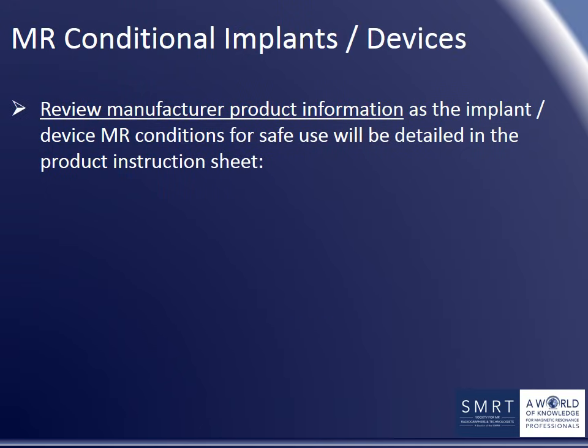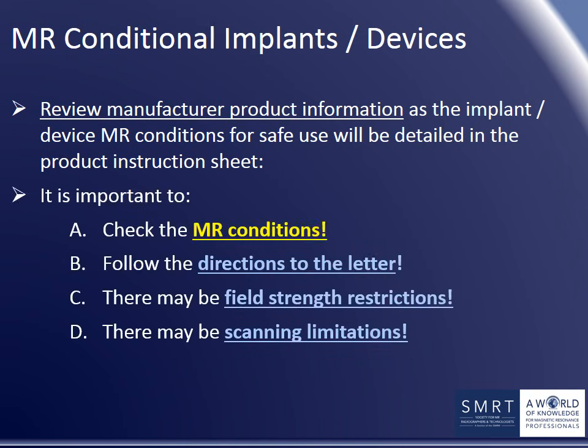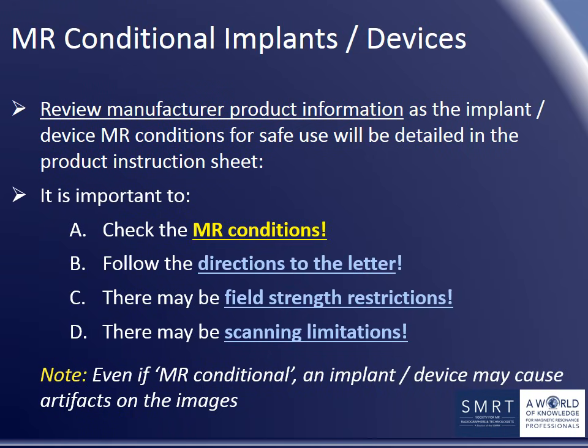MR conditional information for implants and devices can be found in the manufacturer product information sheet or instructions for use. Review the MR conditions for safe use and follow the directions to the letter. Be aware that there may be field strength restrictions and scanning limitations. It is important to note that even if an implant or device is labelled MR conditional, it may still cause artifacts on the images.